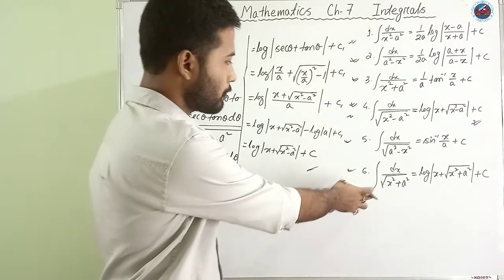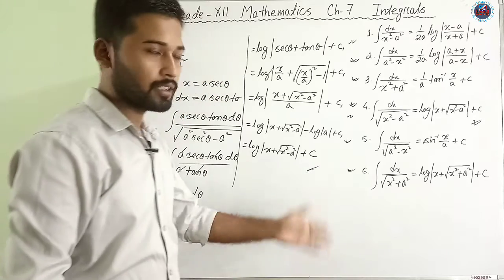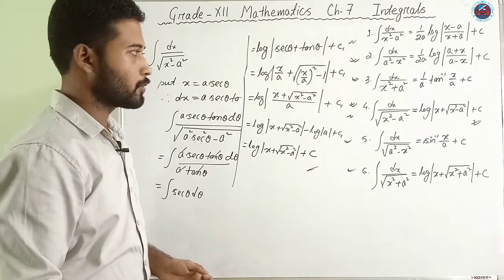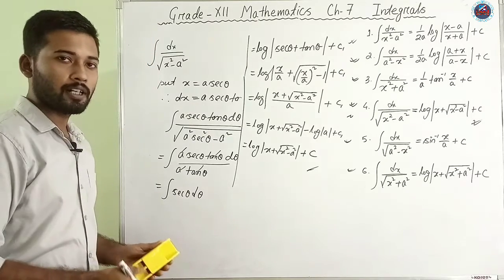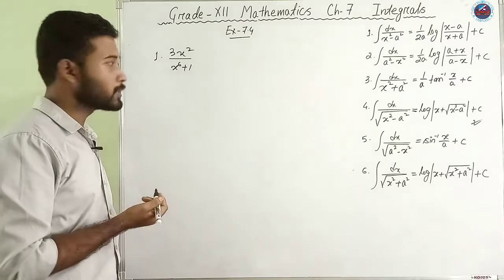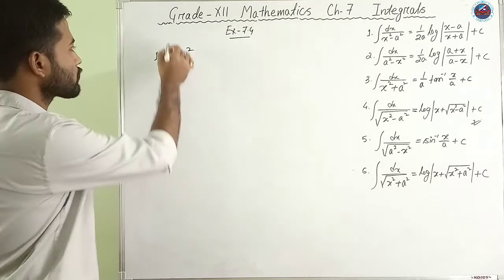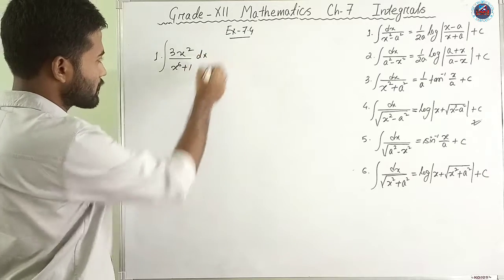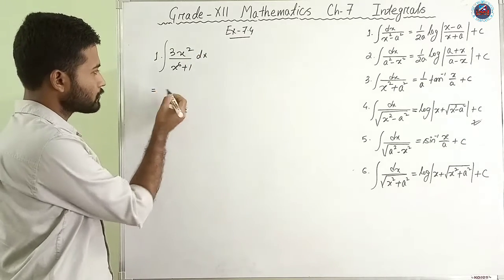So these 6 formulas will play a major role in the chapter of integration and whatever problems you'll be getting later. So now let us go to exercise 7.4. Now the first question we have is integration of 3x squared divided by x to the power 6 plus 1 with respect to x. Now what to do?